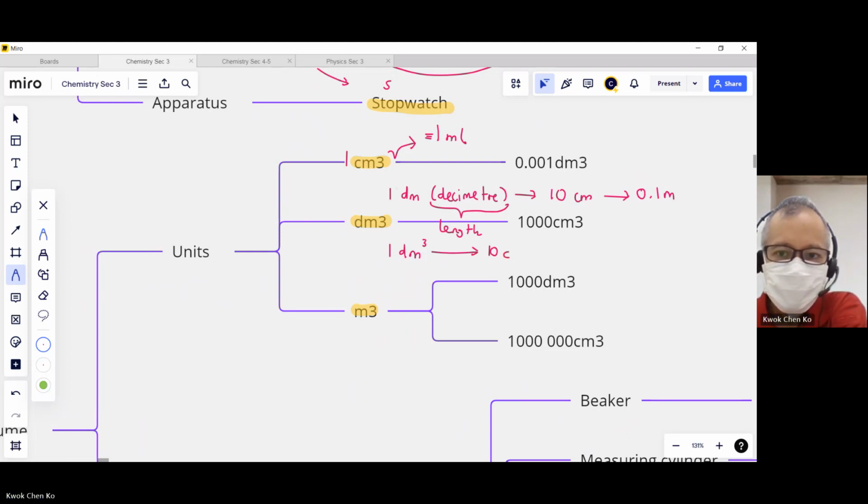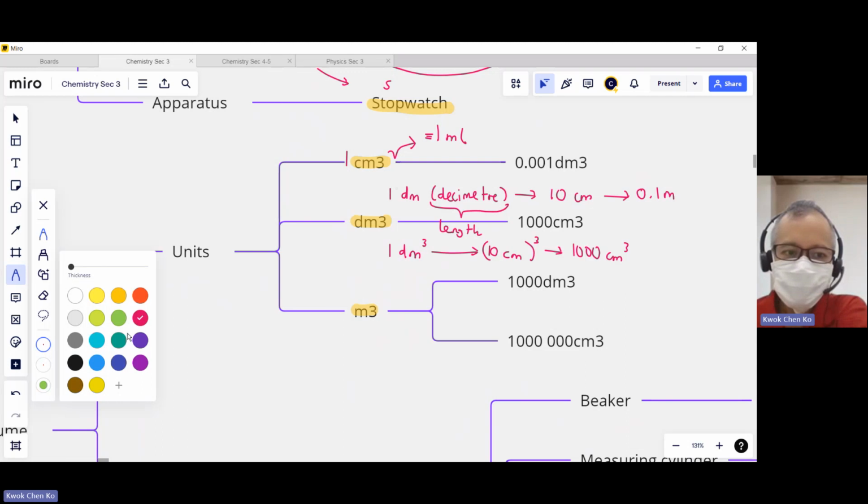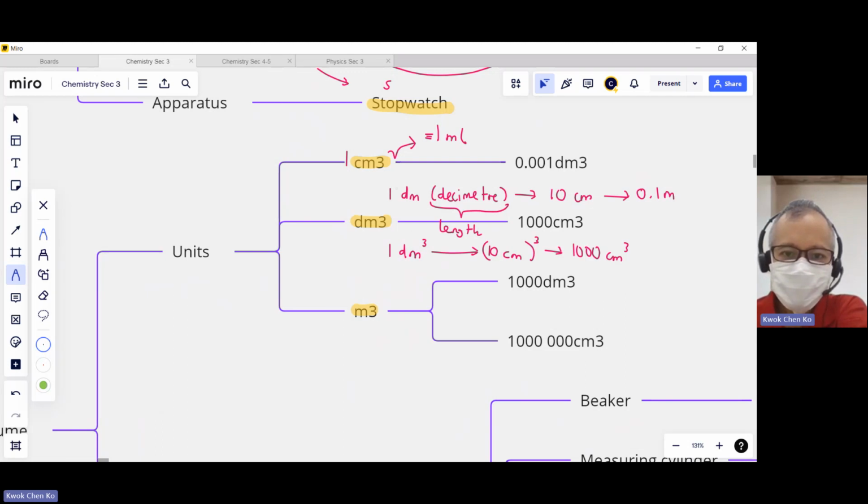As you talk about 1 dm cube, you are essentially taking 10 cm and cubing it. That would, of course, give you 1000 cm cube. Now, if you're familiar with the unit of liter, this is equivalent to 1 liter. But as I said, for upper sec nowadays, we do not use liters and milliliters. Instead they stick to cm cube, dm cube, meter cube, and so on.